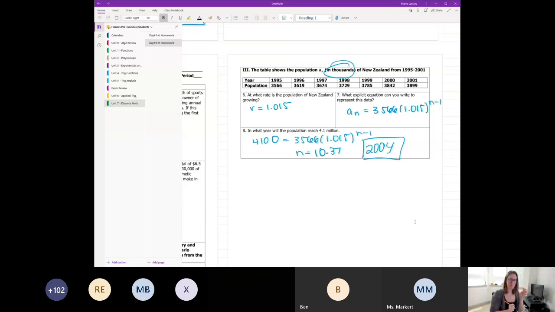Is that what you ended up getting, Miss Markert, on your answer key? Yeah, that looks right. Okay. Miss Lasley, yes. Why is it just 4,100 as opposed to 4.1 million? Because it says it's in thousands, right? So in our instructions, it says the population is in thousands.